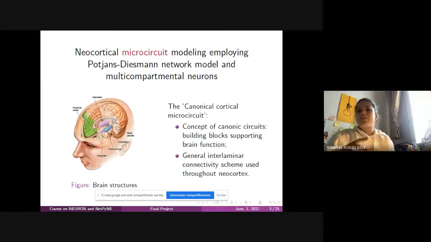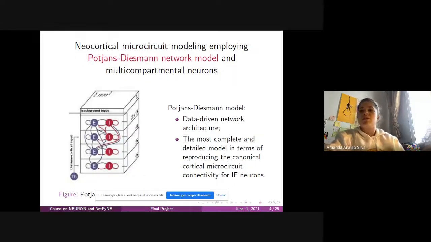When we say microcircuit, we think in the concept of canonical circuits that can be seen as building blocks supporting brain function. In general, when we say canonical cortical microcircuit, it means the general laminar connective scheme used throughout the neocortex. So, okay, I would like to model a neocortical microcircuit, but with what network model?